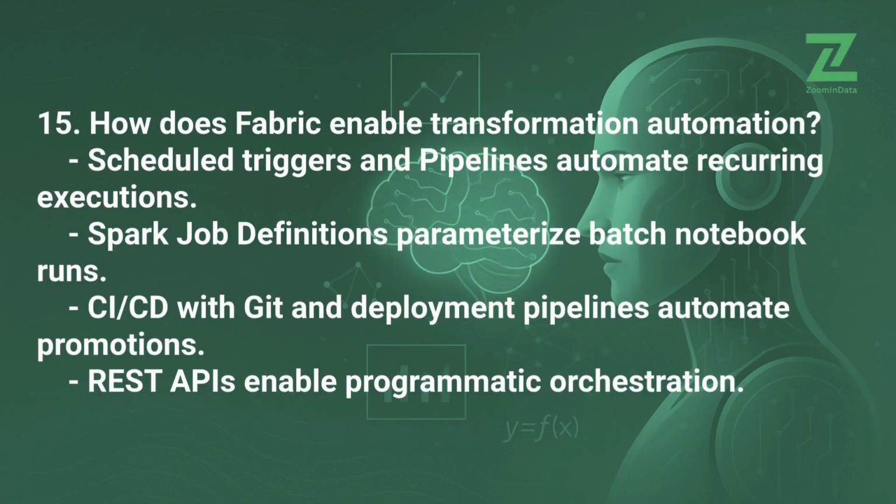15. How does Fabric enable transformation automation? Scheduled triggers and pipelines automate recurring executions. Spark job definitions parameterize batch notebook runs. CD with Git and deployment pipelines automate promotions. REST APIs enable programmatic orchestration.